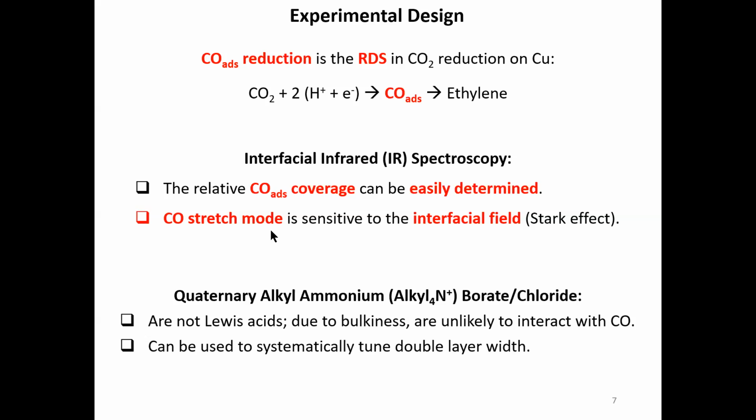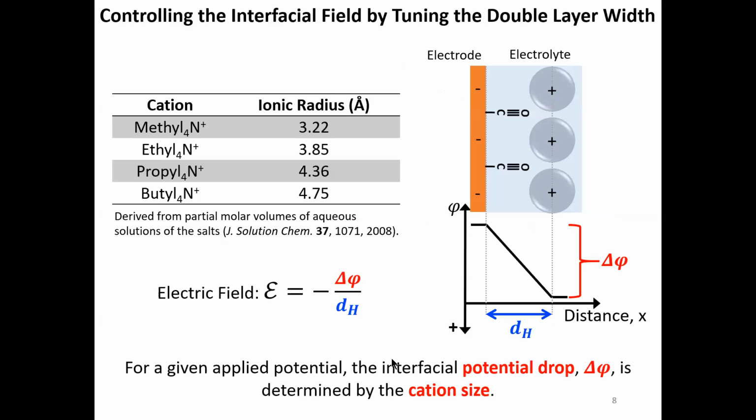To avoid these complications, we chose for our study quaternary alkyl ammonium cations. These are not Lewis acids. But importantly, by going from one quaternary alkyl ammonium cation to another, we can systematically tune the width of the Helmholtz double layer, and therefore we can control the strength of the interfacial electric field at a given applied potential. Let me expand on that last point a little bit further.